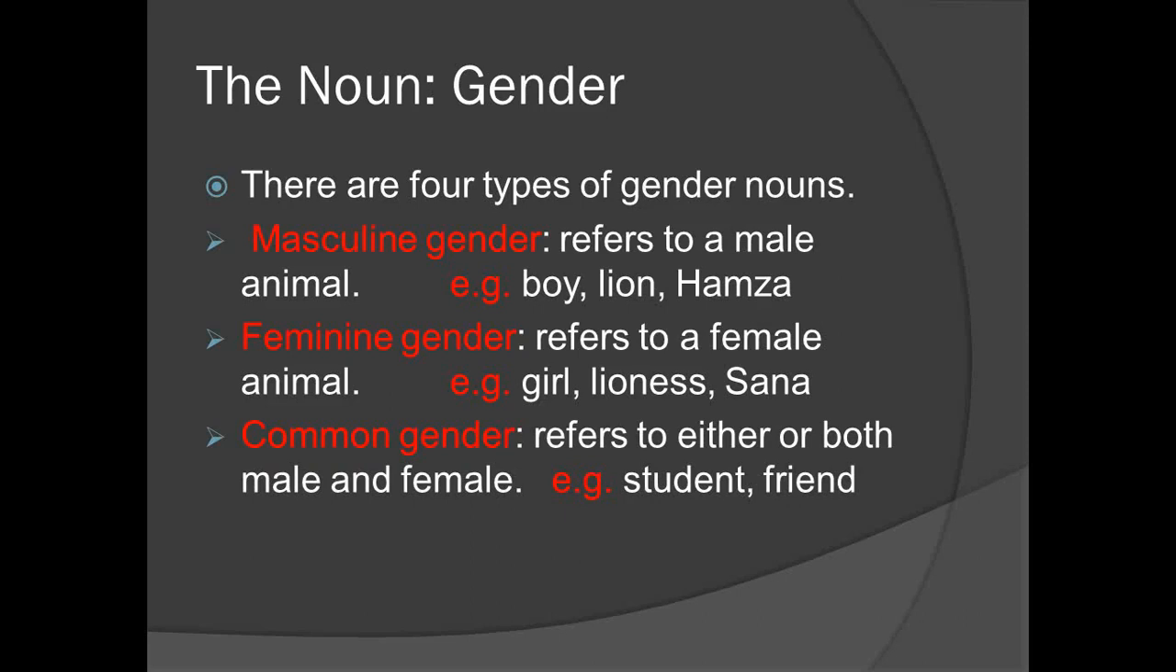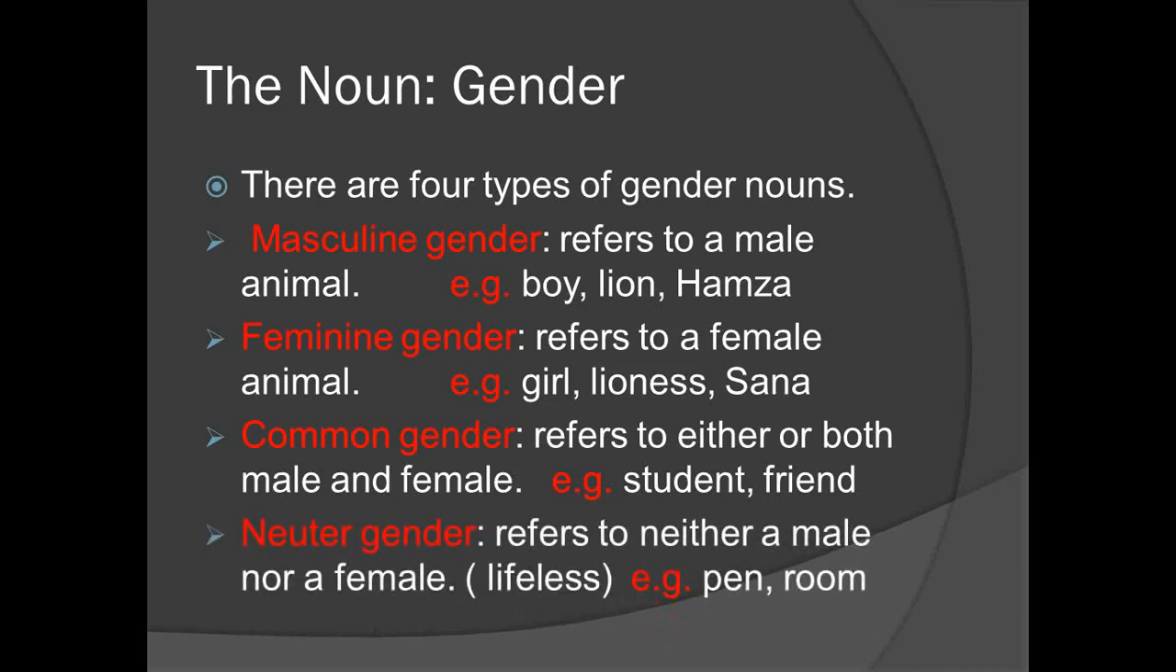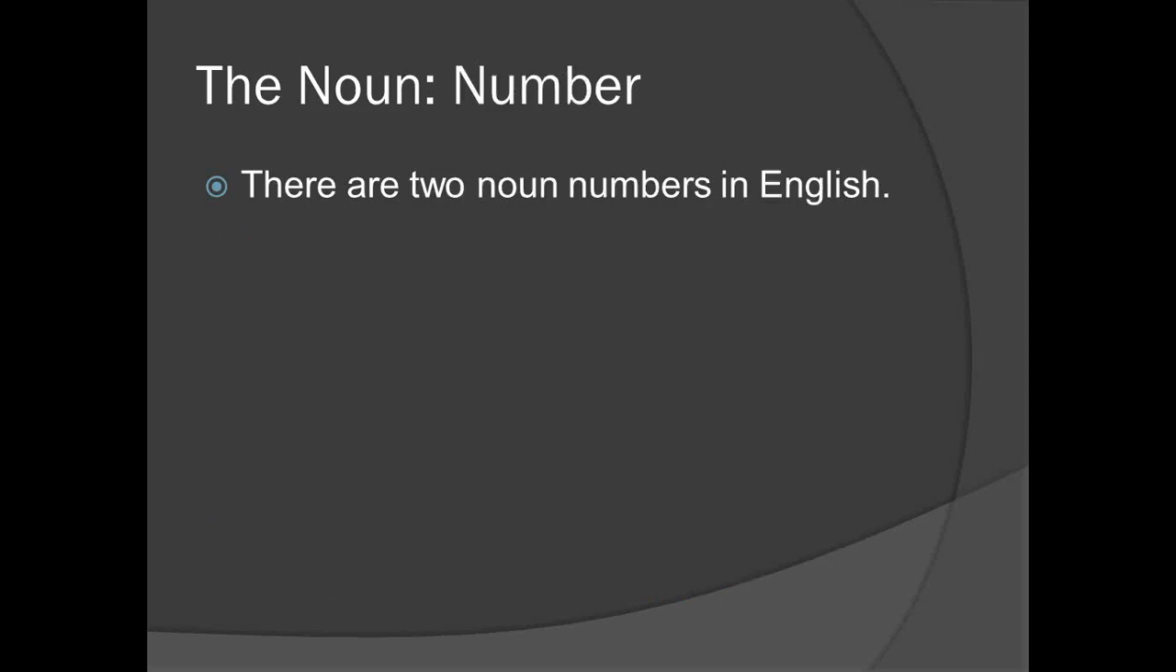The student can be a male or female. Similarly, a friend can be a girl or a boy. Neuter gender refers to neither a male nor a female. Mostly neuter genders are lifeless objects like pen and room.